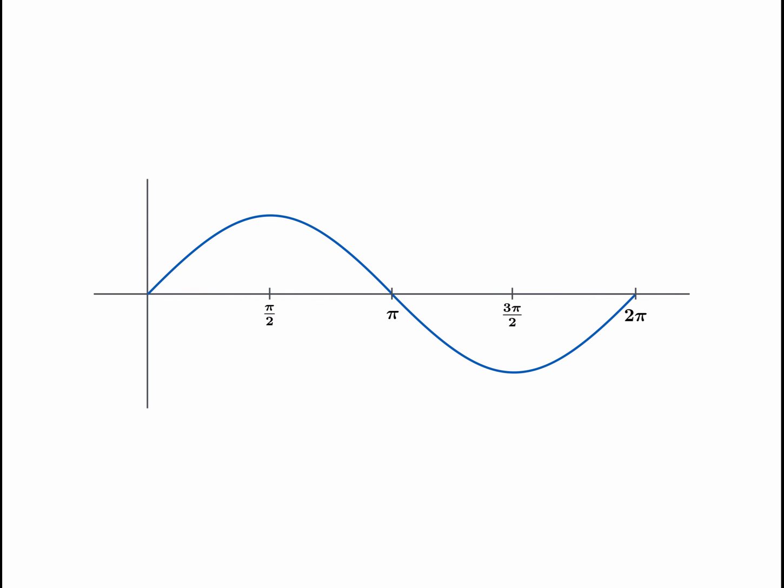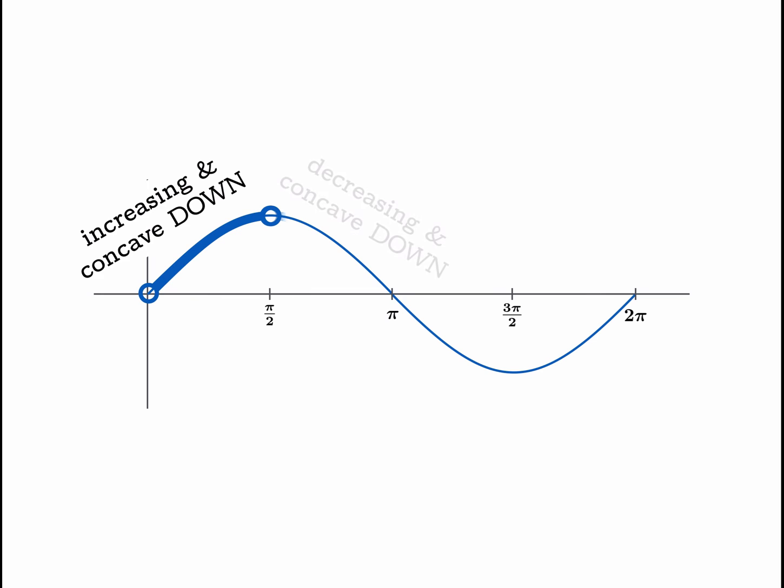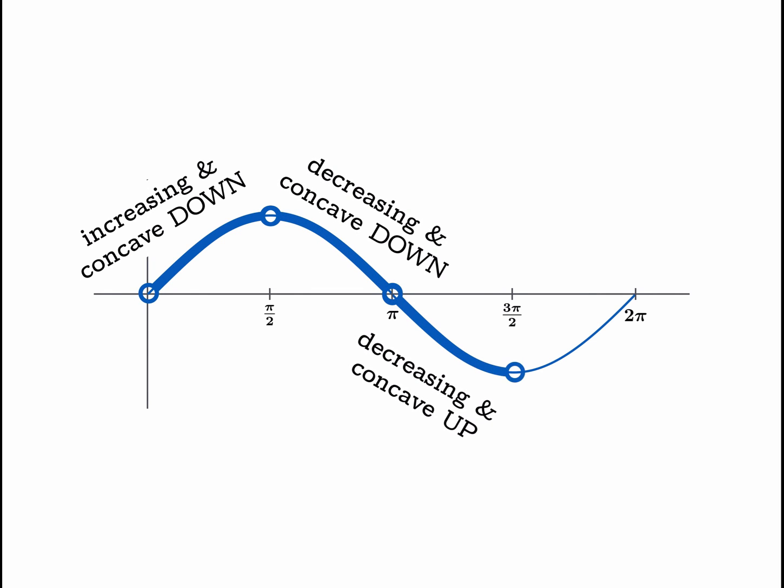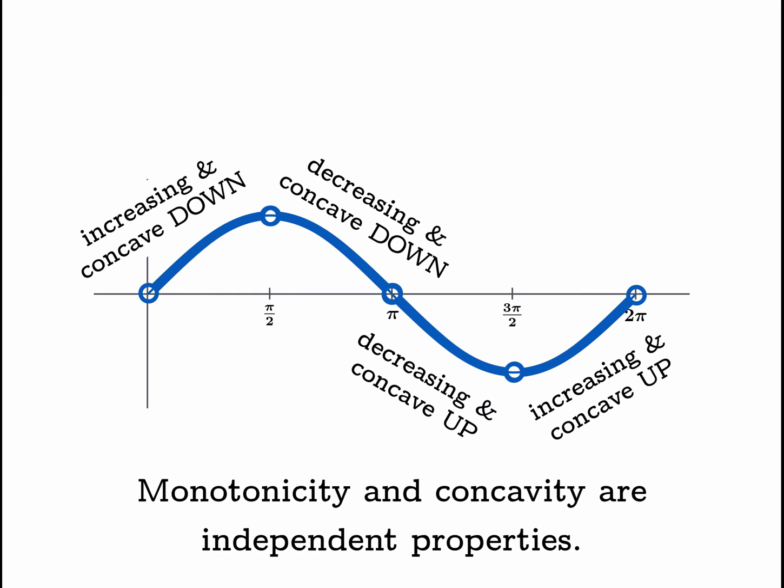Now there's one last thing that's worth pointing out in this simple example. This is a case where you have all four possible behaviors. You can have part of the graph that's increasing and concave down, decreasing and concave down, decreasing and concave up, and increasing and concave up. So you have all four possible combinations of behaviors between monotonicity and concavity, and the bigger point is that monotonicity and concavity are independent properties.